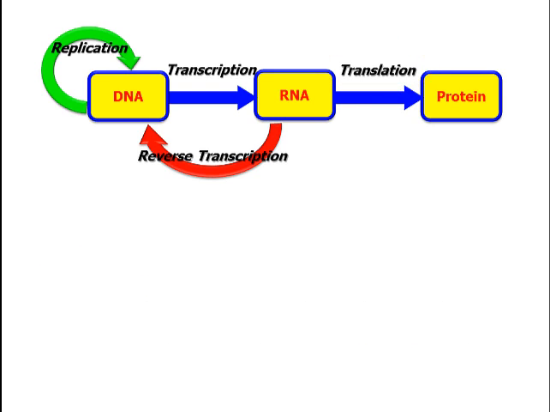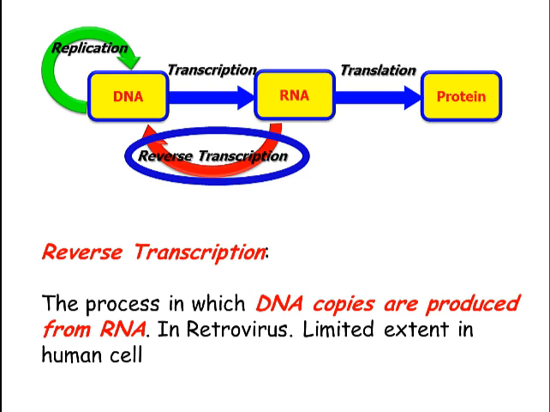And finally, as you see in the chart, reverse transcription, the process in which DNA copies are produced from RNA. In retrovirus, it happens, and to a limited extent in some human cells. We will talk about that in some minutes, a bit more.